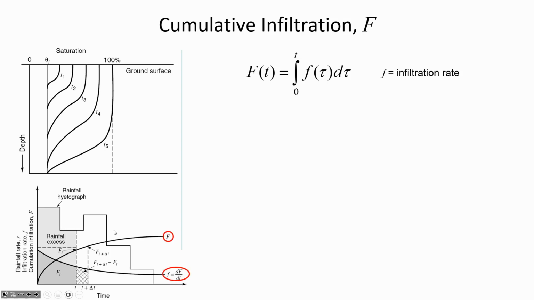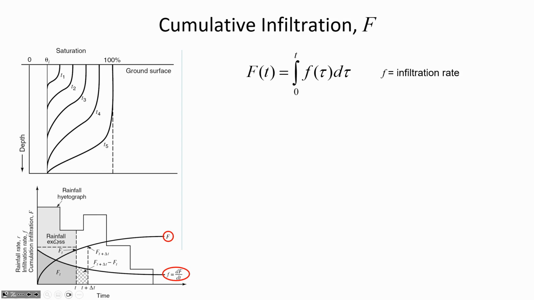So what this figure is illustrating is, remember, capital F is cumulative infiltration, and it is getting flatter and flatter because the infiltration rate is declining over time. So the initial infiltration rate is high. The infiltration rate is declining as the voids become more fully saturated and as the suction pressure decreases.